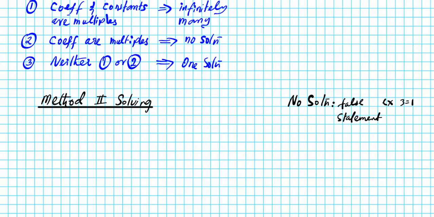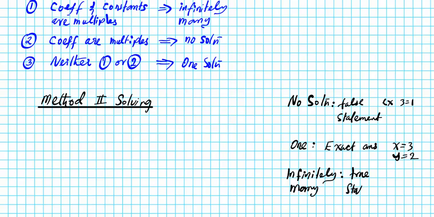Now, if you have one solution, what enables you to have one solution? In that case, if you have an exact answer, either for the x or y, then you have one solution, like you end up with x equals 3 and y equals 2, then that's fine, okay? You can also have infinitely many solutions, and that occurs when you end up with a true statement that's always true.